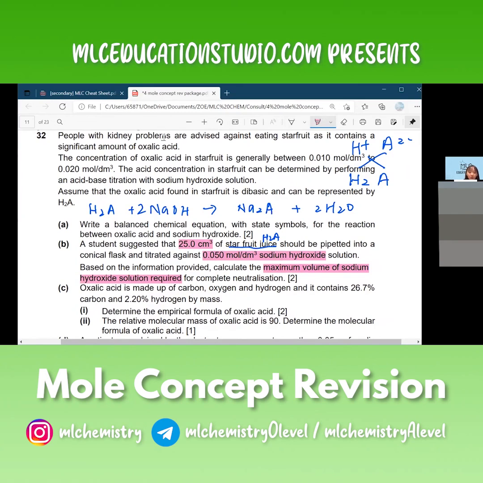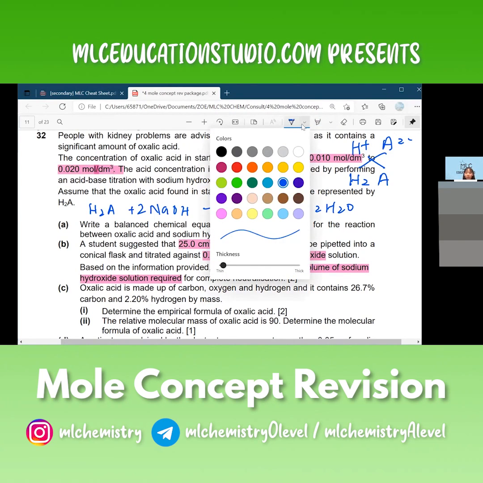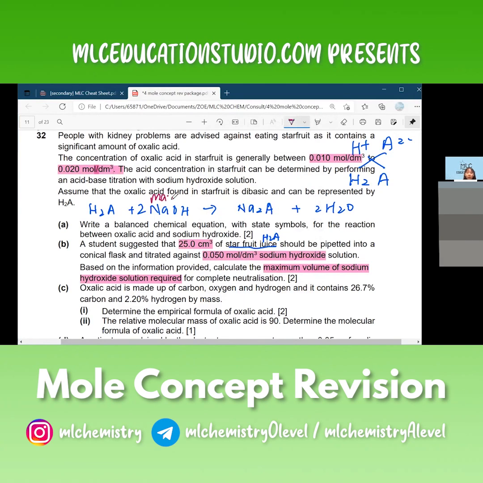That means what? If you look at the previous paragraph, the one on top, they say the range of concentration lies between here. The highest is actually 0.02 mol per dm³. The lowest is 0.01. If you want to calculate the maximum volume of sodium hydroxide NaOH, I will need the maximum number of moles of NaOH. If I want the max number of moles of NaOH, I will also need the maximum number of moles of acid.